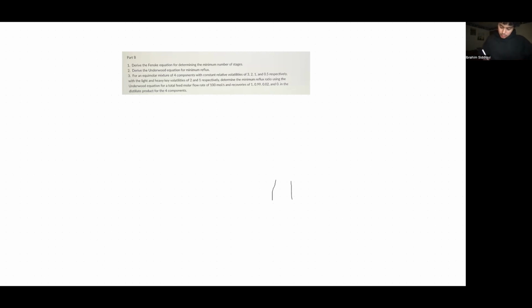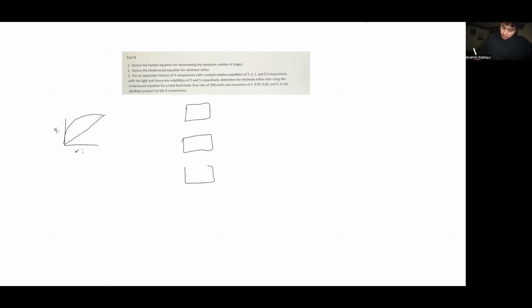As of now, what we're going to want to do is draw out two things that we're going to be using. That's going to be this XY graph, so Yi, Xi, we have our usual 45-degree line and our equilibrium curve. I'm going to be drawing a three-stage process, and we're going to be using this graph essentially when we derive this Fenske equation.